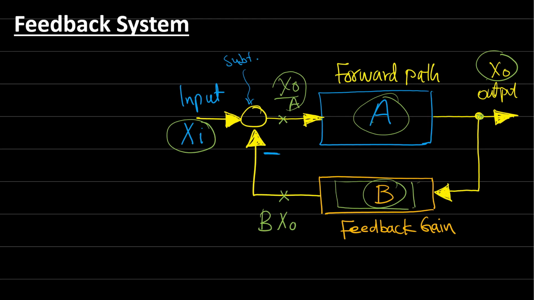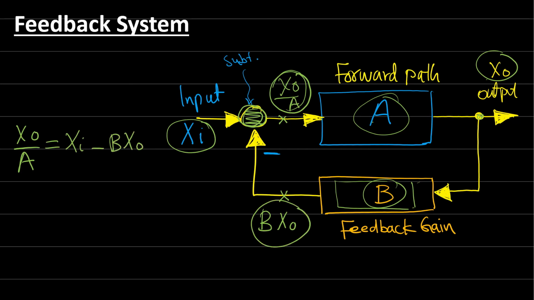Let's try to find the relation between the input and the output. So x out over A, this value, is equal to how much? From the subtractor here, the input value, which is x input, minus B times x output. Now let's do some arrangements here. So we can say that x out over A plus B times x out is equal to x input.